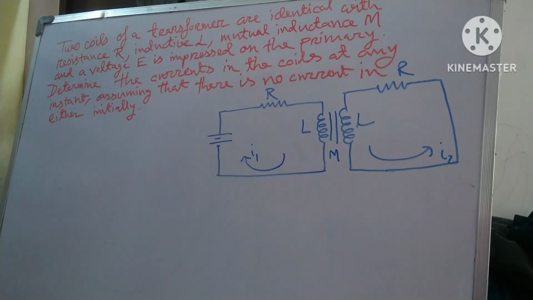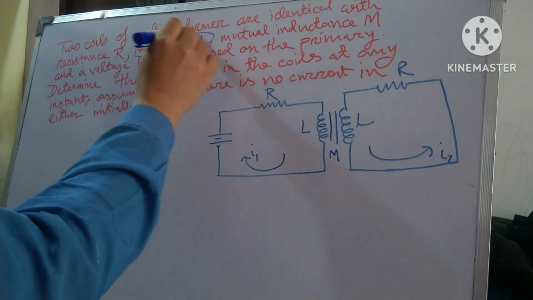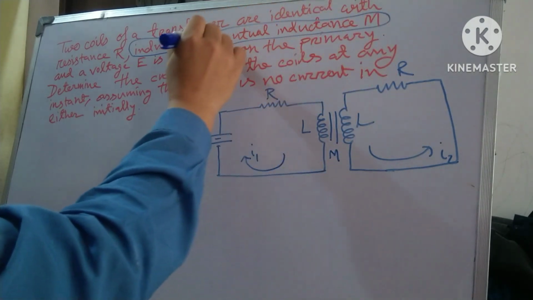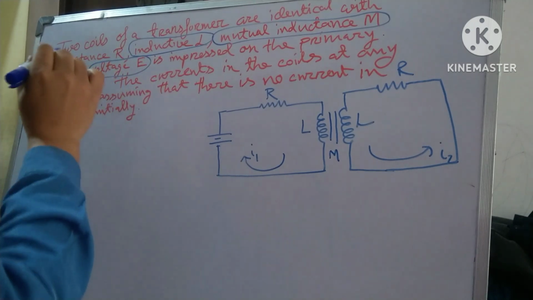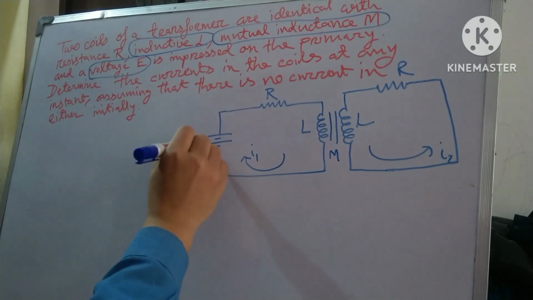Today's discussion is mutual inductance. Two coils of a transformer are identical with resistance R, inductance L, and mutual inductance M, and voltage E is impressed on the primary. So the voltage is E.